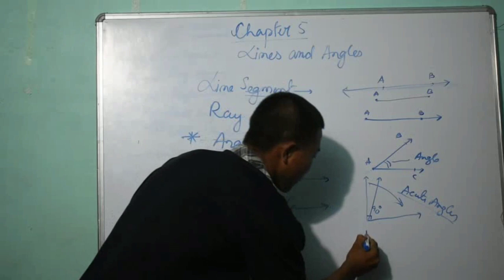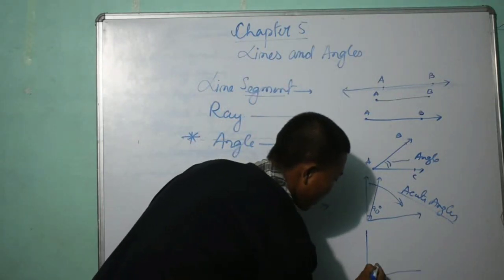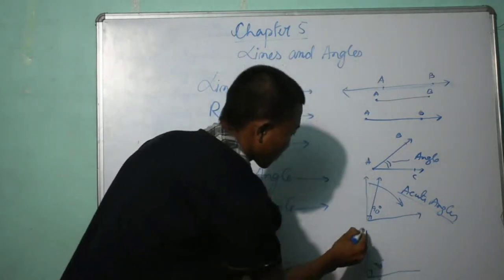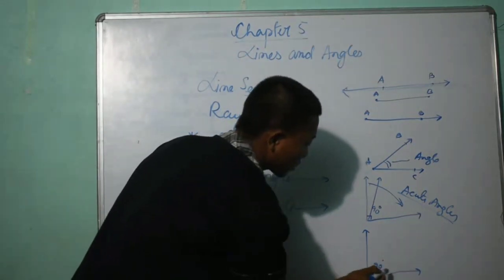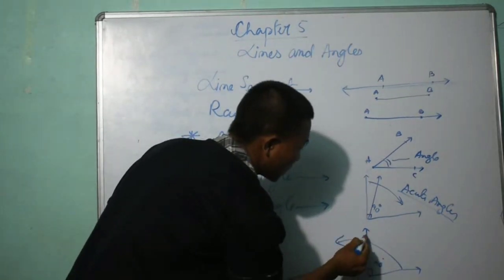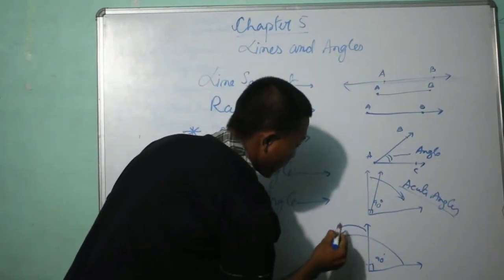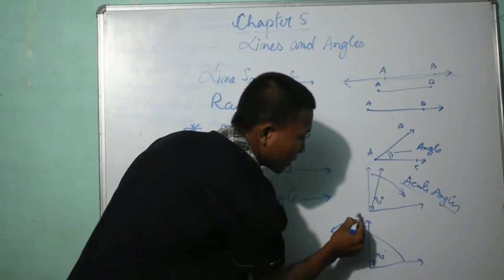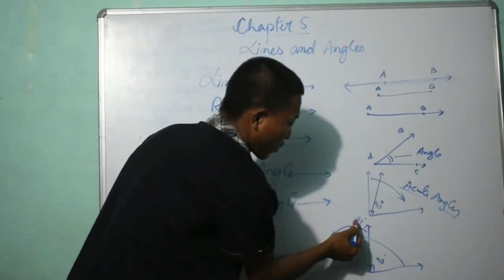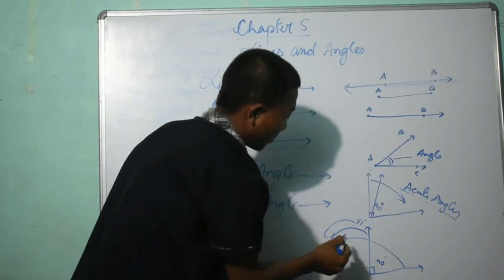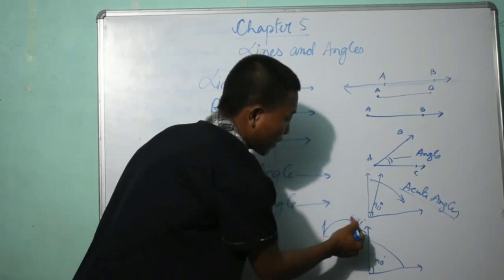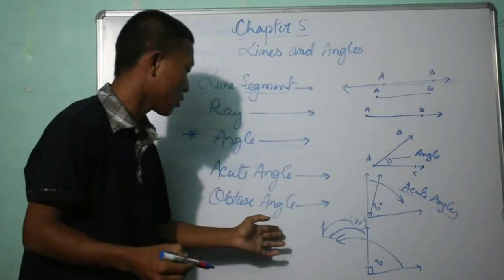And this is a 90 degree angle again. And those angles which are more than 90, that means the starting point of those angles will be more than 90. It may be 91 degree, that means 91 above, or starting from 91. All those angles will be called obtuse angles.